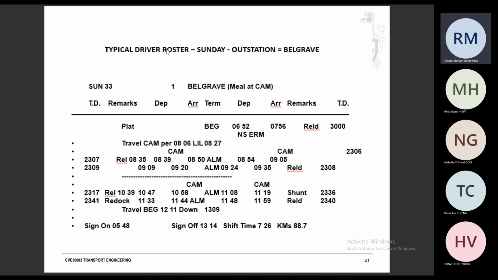So this is a typical driver roster on a Sunday, and this is the station name. So where do they start? This is the departure time and arrival time. So where are they going to be and at what time?